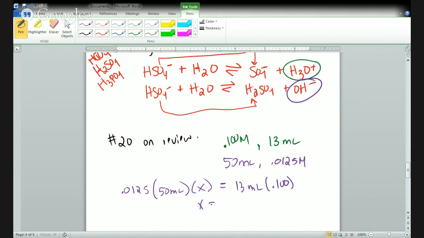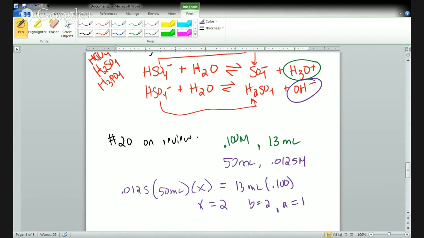If I solve for x, I'm going to do 13 times 0.1 to get 1.3. I'm going to divide it by 50 times 0.0125. And that gets me an answer that is roughly 2. So when I think about this, the base over the acid is my mole ratio. It tells me that my base coefficient has to be a 2 and my acid coefficient has to be a 1. So when I look back at the list, I'm looking for a diprotic acid. The only diprotic acid for number 20 is choice D, carbonic acid, H2CO3. So that is how you solve number 20 on the review sheet.